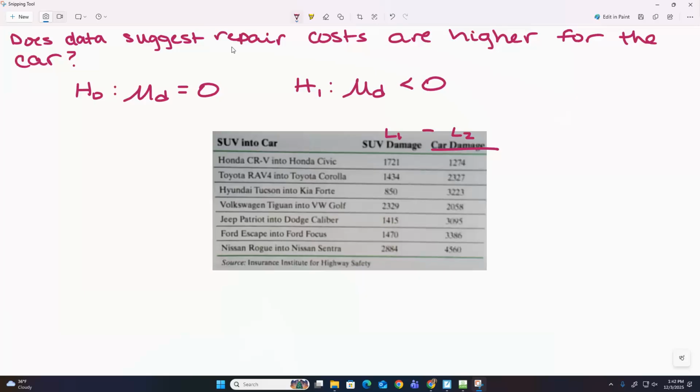Does that make sense? Do you want me to walk through setting this one up and doing the test on the calculator? If you don't care, you can go back and start working on your homework. If you would like to run through this one, then I'll go through it with you. So you're going to enter your data in L1 and L2.